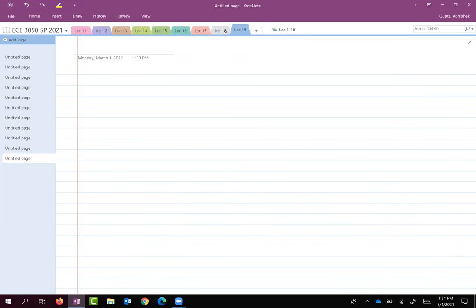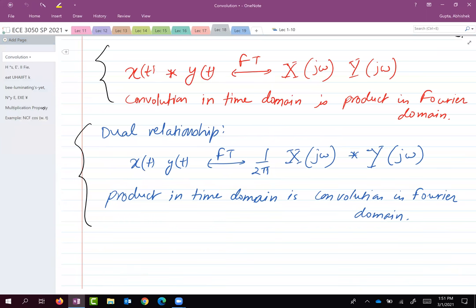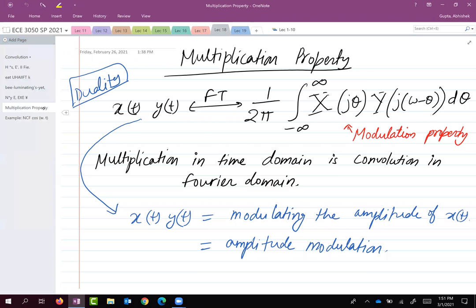Okay, so in the previous class, we were talking about various properties of Fourier transform. We talked about convolution, and then we talked about the multiplicative property for Fourier transform, right? So the important takeaway from the previous class was: convolution in time domain is multiplication in Fourier domain. Multiplication in time domain is convolution in Fourier domain. That was the gist of the previous lecture.